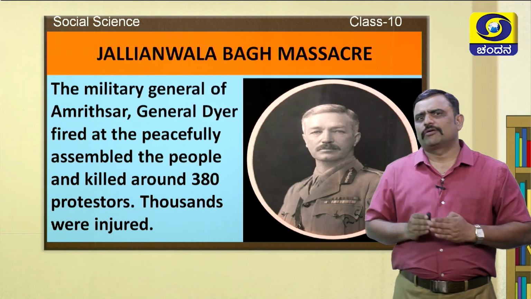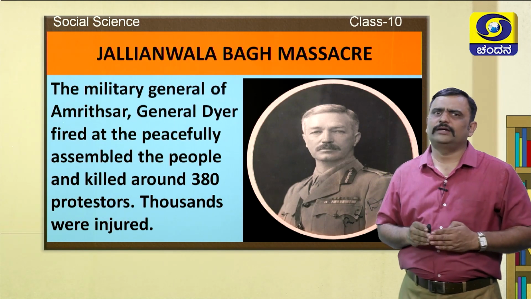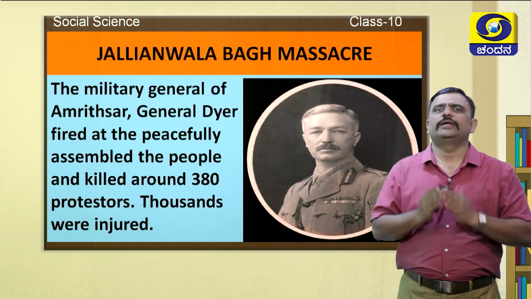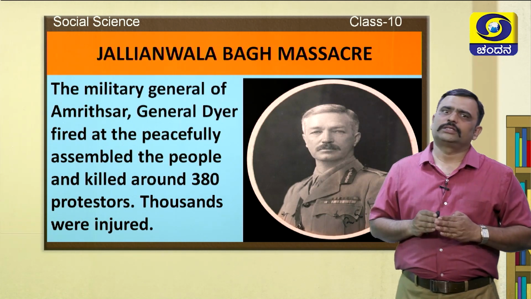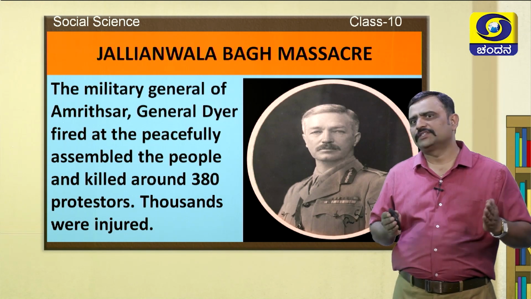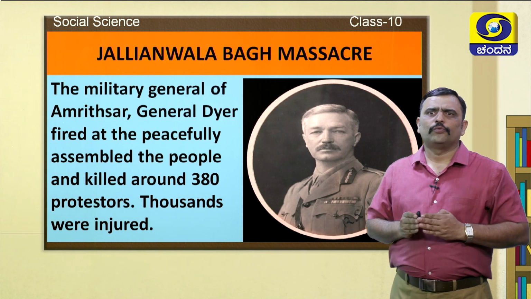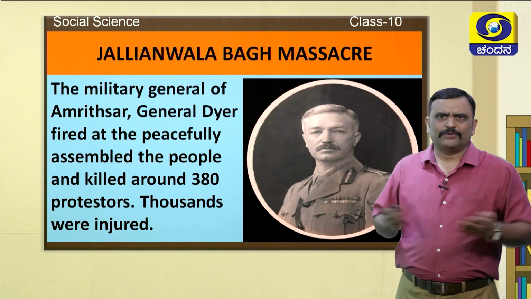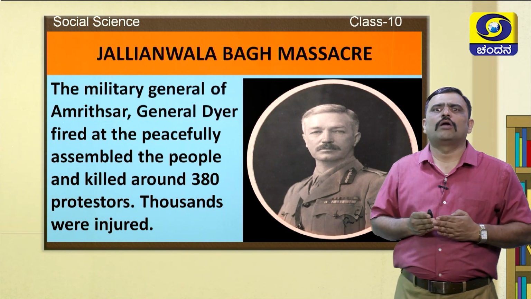The military general of Amritsar, General O'Dwyer, fired at the peacefully assembled people and killed around 380 protesters. Thousands were injured. The protesters did not resort to any sort of violence. There was no need for General O'Dwyer to go ahead with the firing.